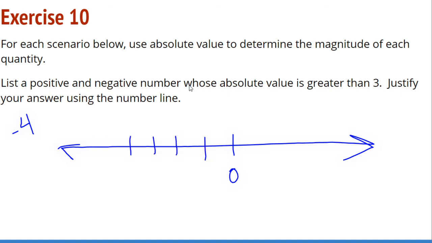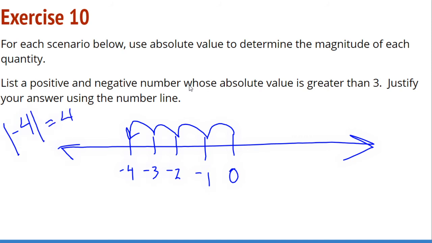So I am constructing my number line. Absolute value is a measure of how far a number is from 0. -4 is 1, 2, 3, 4 units from 0. The absolute value of -4 is 4 units. That is an absolute value that is greater than 3. So I've taken care of a negative number.